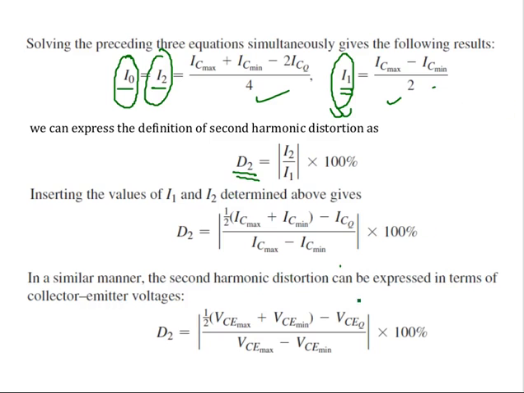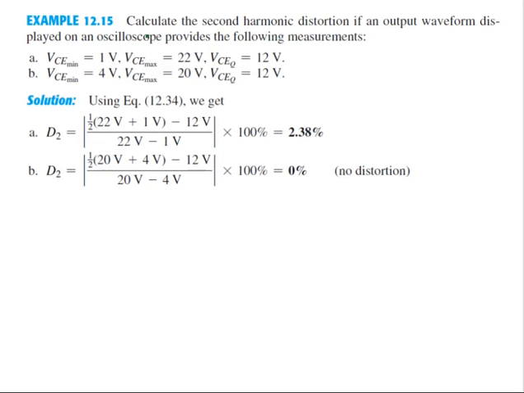Now, in a similar manner, for voltage also you can find out the expression for second harmonic distortion. Now, this is a particular problem where the values of VC min, VC max, VCQ are given. Use the above expressions and find out the harmonic distortion in these two particular cases. For these two particular cases, find out D2. You can go through this problem.